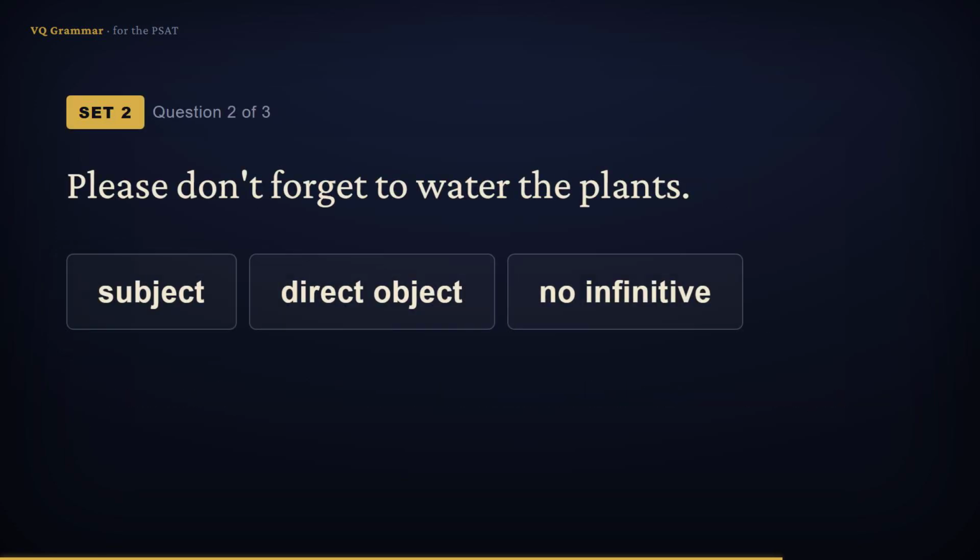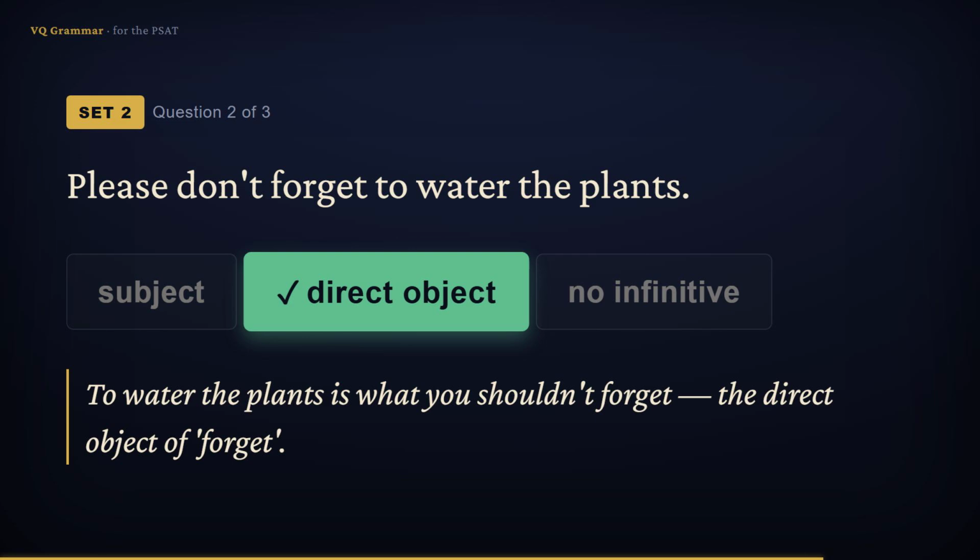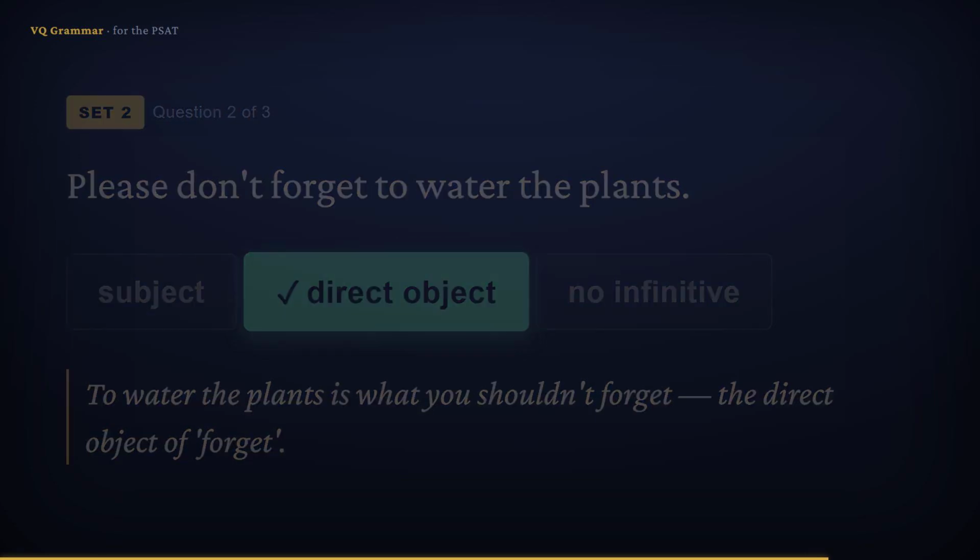Please don't forget to water the plants. The infinitive phrase is to water the plants. Forget what? To water the plants. It answers the verb forget, so it's the direct object. So the answer is direct object.